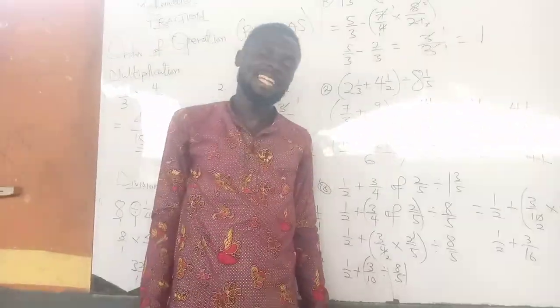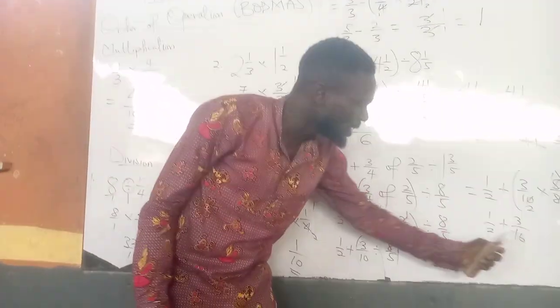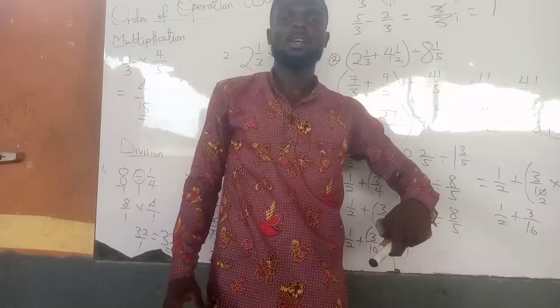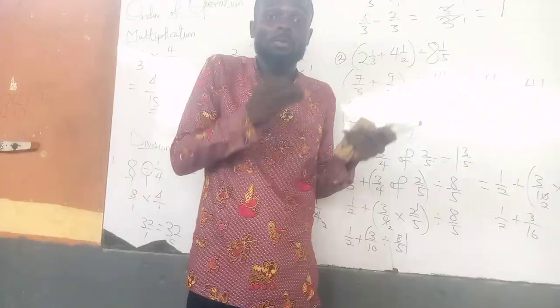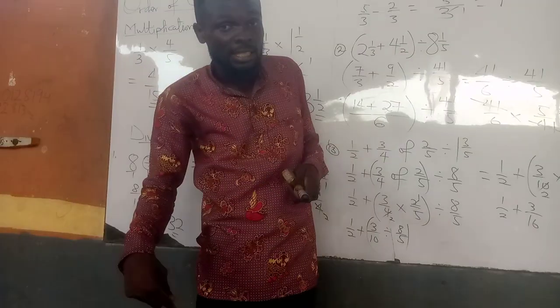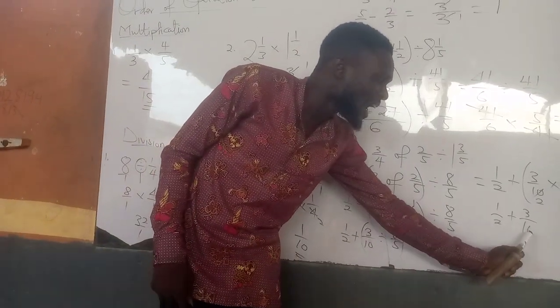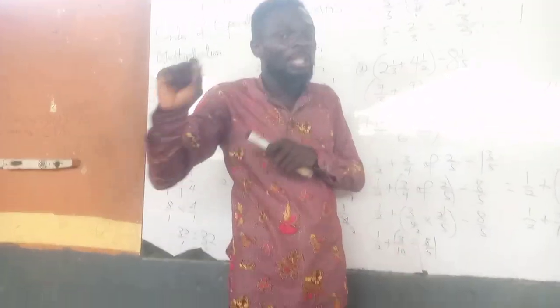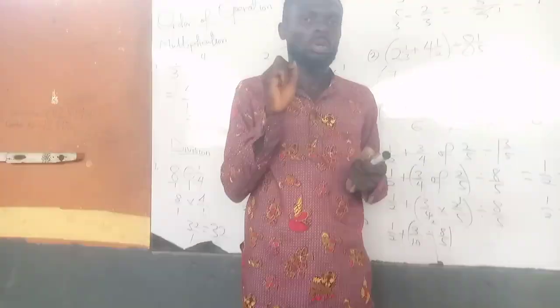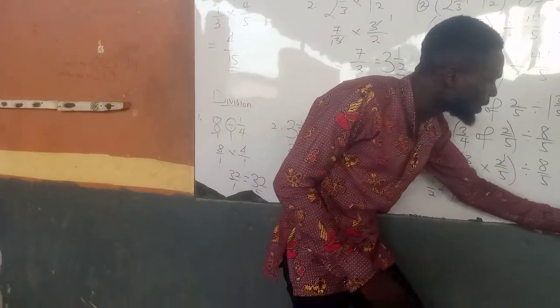I need my LCM. So look at the denominators, 2 and 16. What is the LCM of 2 and 16? If you don't know that the LCM of 2 and 16 is 16, then just multiply 2 by 16. Whatever you get also becomes a common multiple, but that number is not the least though. So the LCM for this and this is 16.